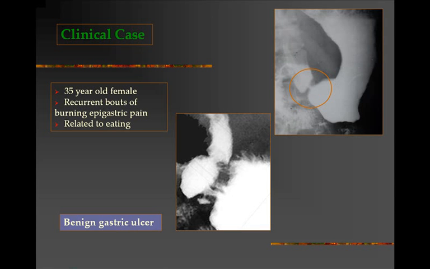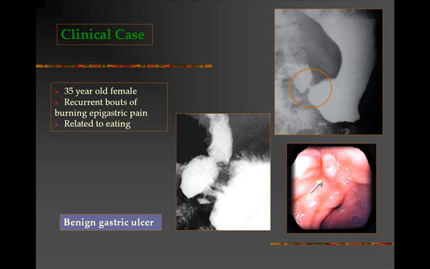This is a benign gastric ulcer. More commonly, an upper GI endoscopy is now used to visualize this pathology. The typical images that are produced as a result of endoscopy procedure are like this, seen here with the arrow pointing to the area of the ulcer. The big advantage of an endoscopic procedure is direct visualization and the ability to treat it in the same sitting.